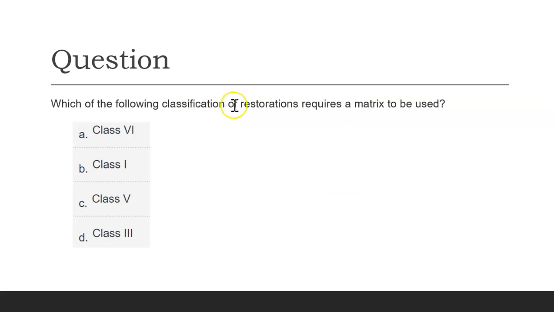Which of the following classification of restorations requires a matrix to be used? So they're all listed here. So class 6, class 1, class 5, or class 3. Class 3 is the answer.